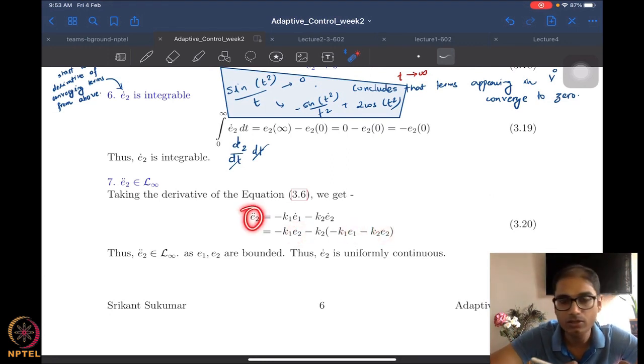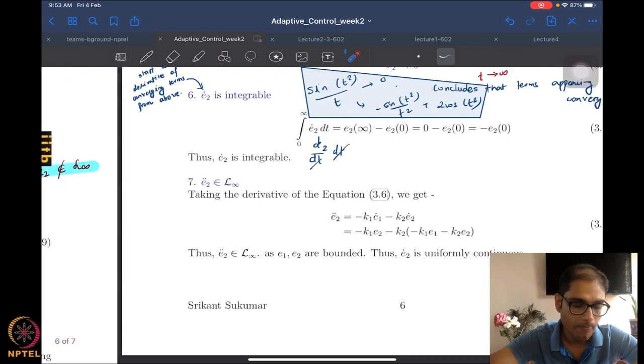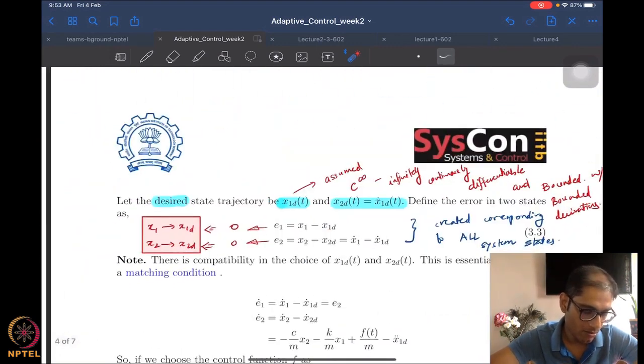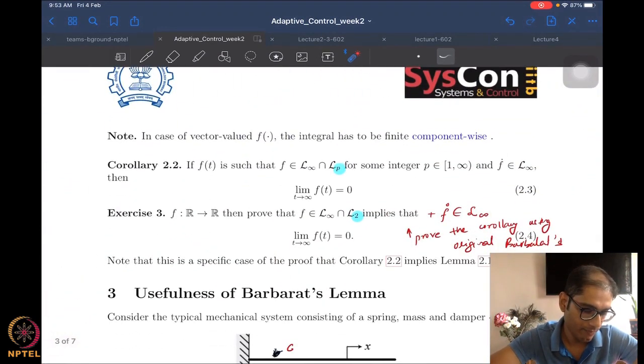So the left hand side is obviously bounded. Yeah, a sum or difference of bounded quantities is necessarily bounded. All right. Great. So we've essentially now shown that E2 double dot is L infinity. And this immediately tells me that E2 dot is uniformly continuous. Excellent. Now let's go back and look at the statement of the original Barbalat's lemma.